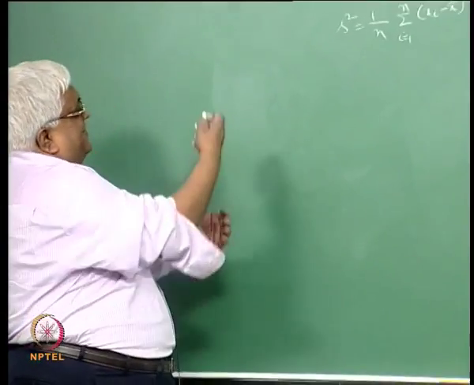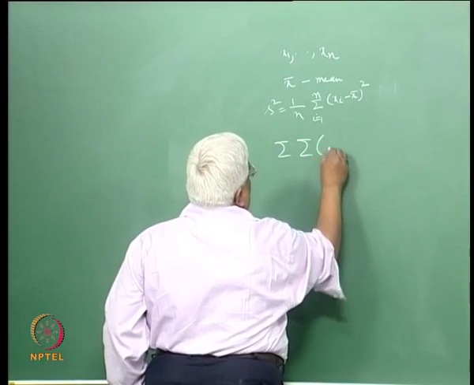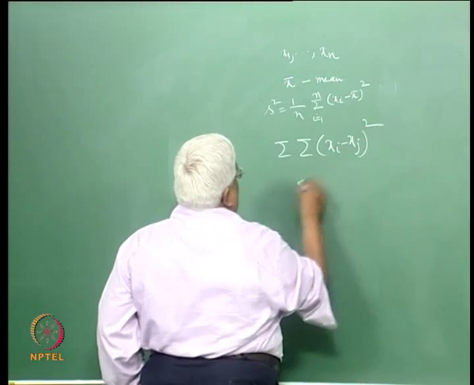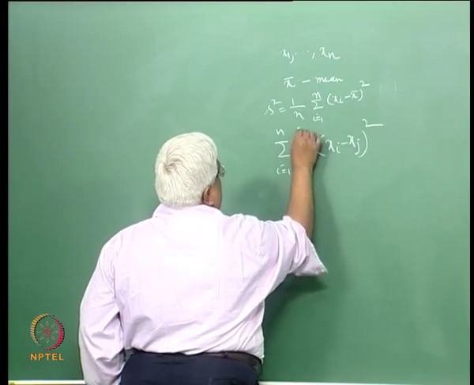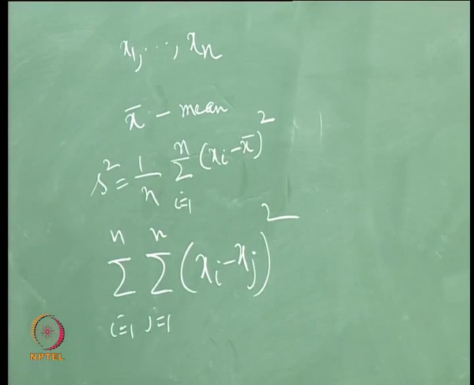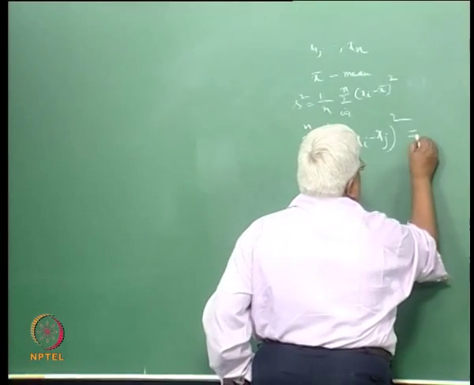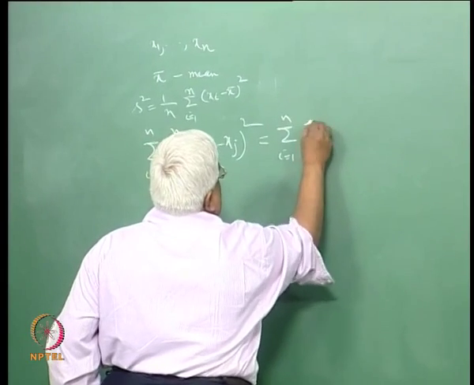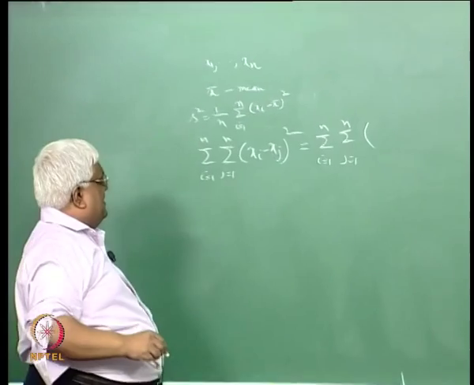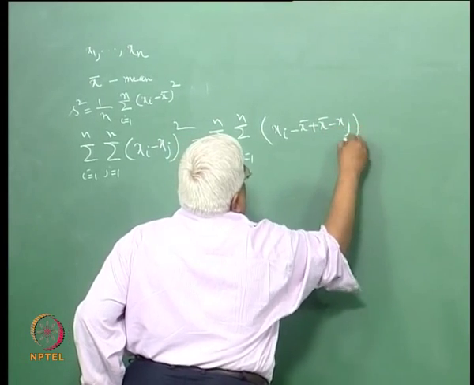Now, suppose let us not take the mean, then what will we do? We can always do something like this. Are you understanding what I am trying to write? We take all possible such differences and then take the squares. And then we will divide it by some quantity, that is a different thing. Now, let us just see what this is going to give us. What I will do is (x_i minus x bar plus x bar minus x_j) whole square.